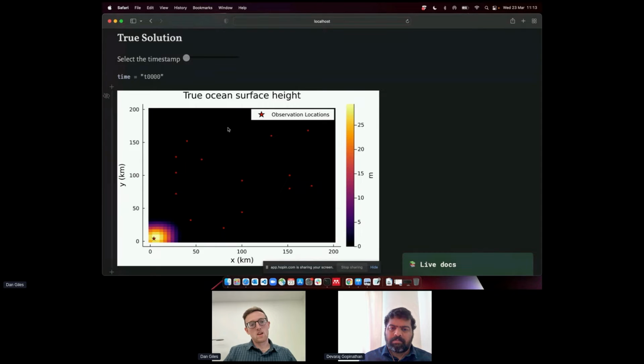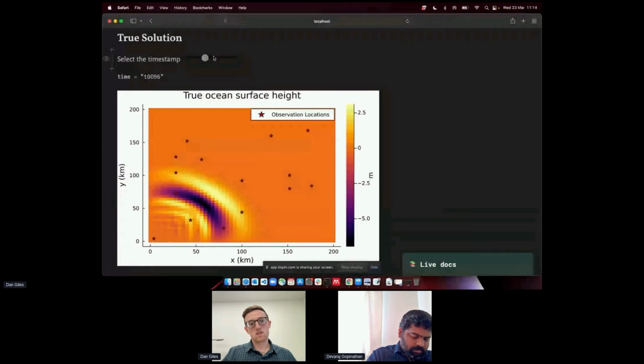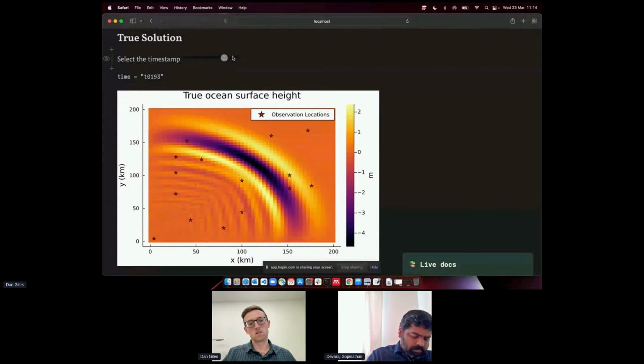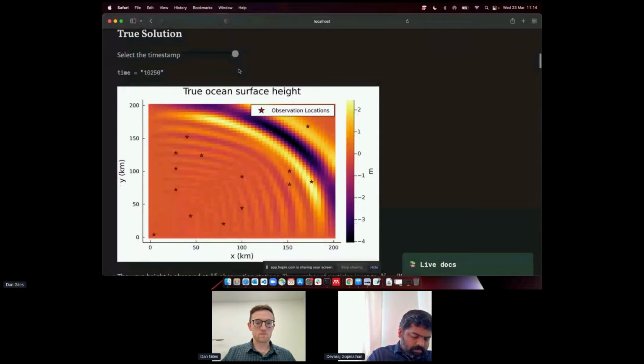But as this progresses in time, as I move this slider, we see that the wave will now propagate from the bottom left-hand corner to the top right-hand corner. And as denoted by the red stars, those are the observation locations. So we're going to be extracting the wave heights from those observation locations, and that will influence our simulation schemes. So the wave propagates from left to right, and then goes all the way up to the top right-hand corner. So again, it's very much a toy example, but it'll showcase some interesting features.